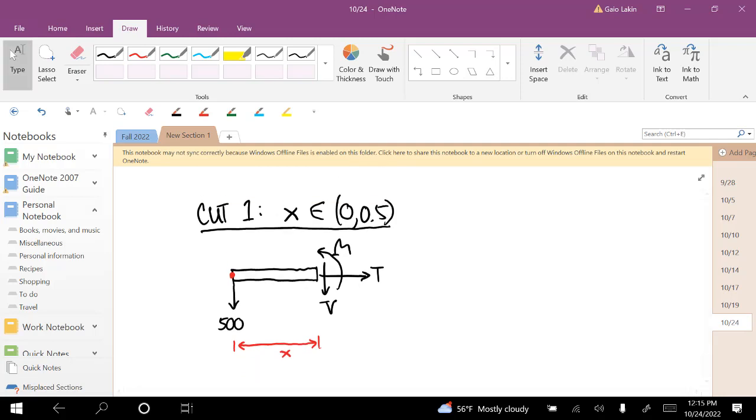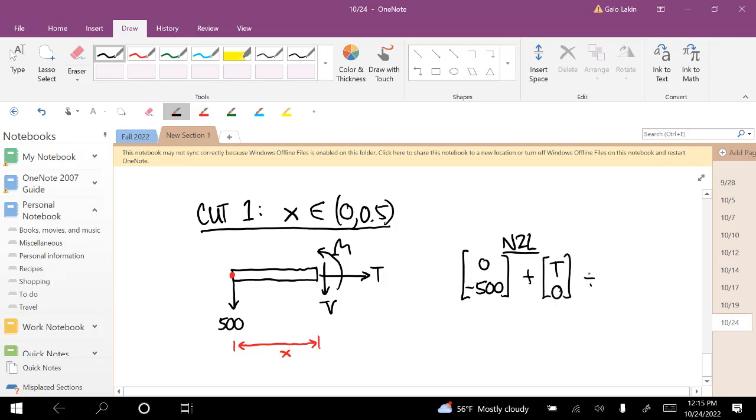Okay, so Newton's second law says 0, negative 500 plus T, 0 plus 0, negative V is equal to zeros. So we get that T is equal to 0, and we get that V is equal to negative 500.